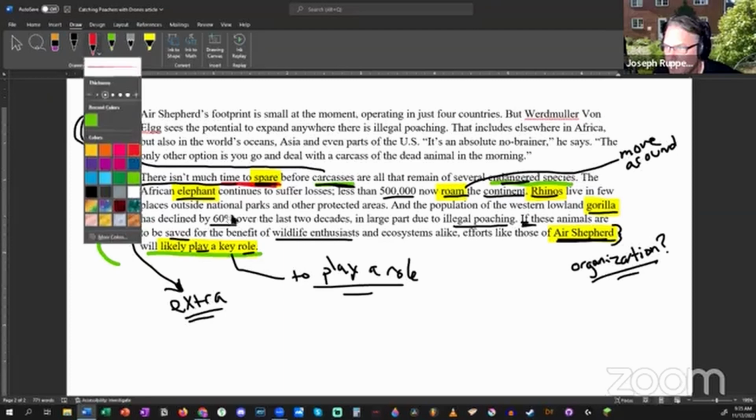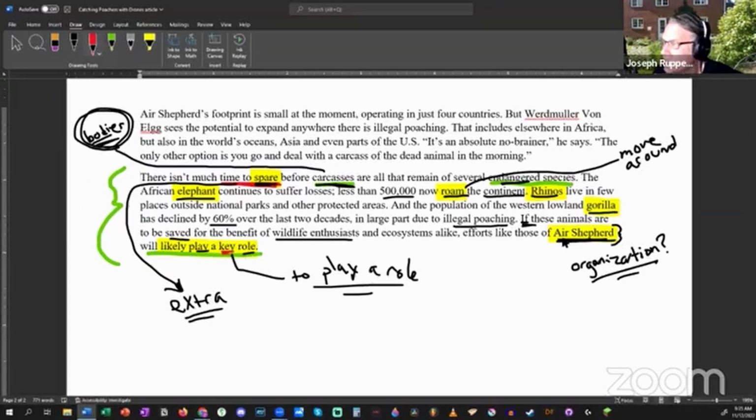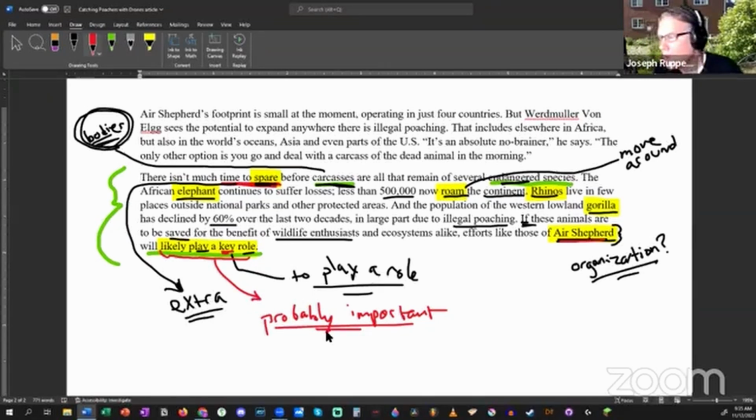It'll probably be companies like this Air Shepherd, or whatever this organization is, will probably be important, right? So I could put that there. So probably important. All right, cool. Likely play a key role, probably important. Good. Okay, wonderful. Last thing, very last thing here.